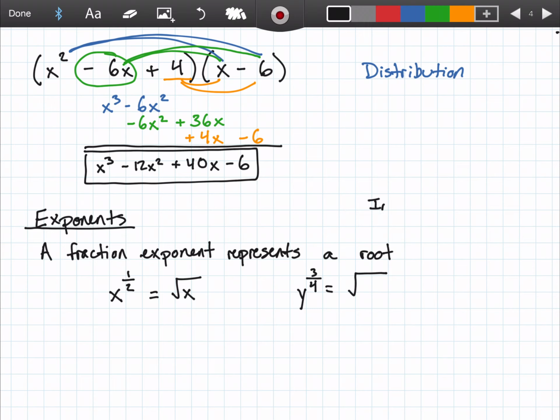Index means the kind of root you have. So the denominator of the fraction is the index, so I know this would be a 4th root. And the numerator is the exponent of the y. You could also see this written as the 4th root, wow, except I wrote 3. Okay, the 4th root of y all being cubed. You see it written either way, and either of those is going to be the same thing.